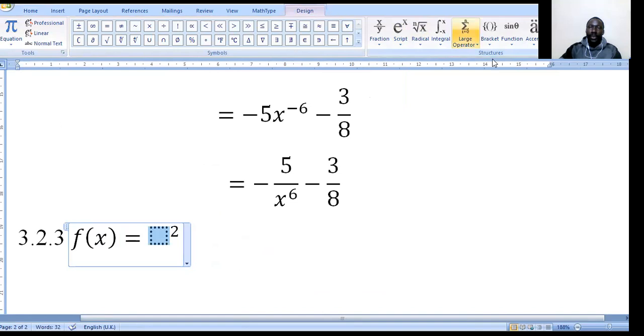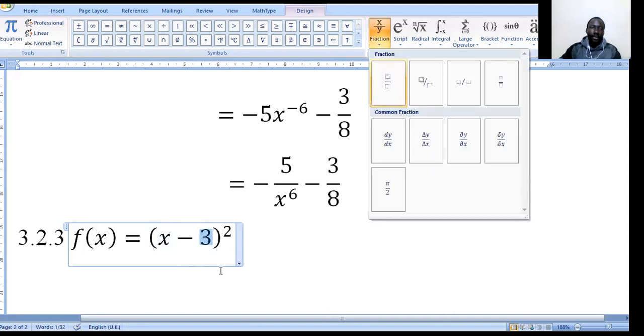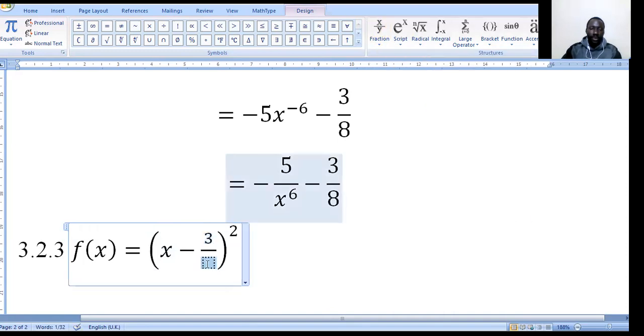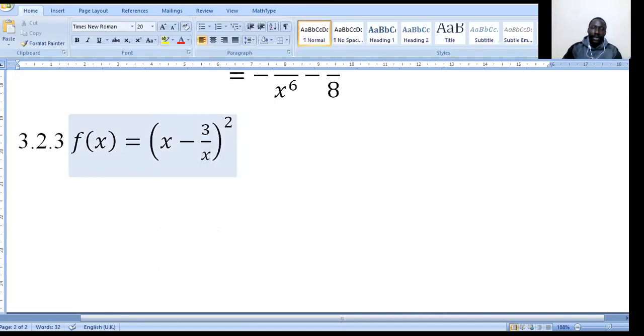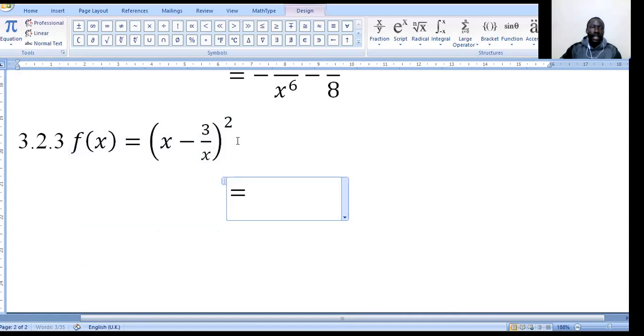All right, so what is that quantity? Well, the quantity is x minus 3 over x. This is what we are dealing with. Now, we have to square this. How do we square this? Well, just right away, let's see how we are going to square this. This is the same as this quantity times itself, okay?